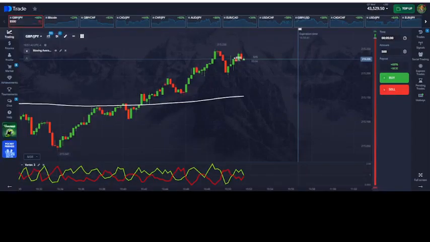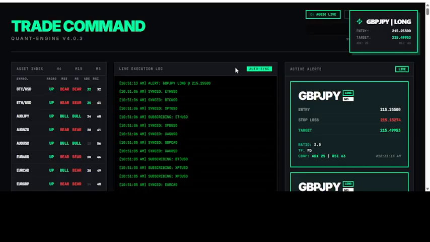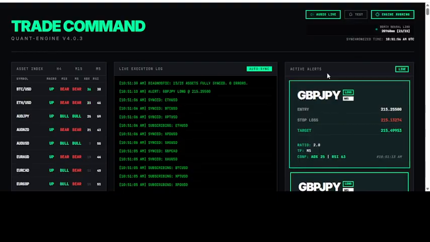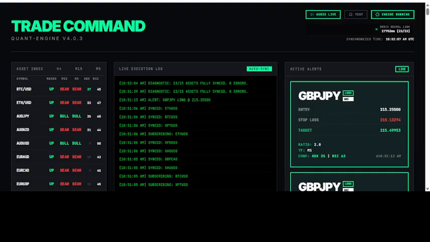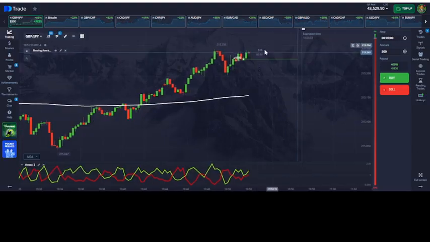Okay, so I'm on the Great British Pound, Japanese Yen currency pair, and I just took a buy trade here. And the reason I took the buy trade is if we go to our trade command quant engine here, it just generated a 5-minute long trade here. It's 10:51 Eastern Standard Time. And I went ahead and took the trade here. We're seeing a general bullish trend in the price of the currency pair.